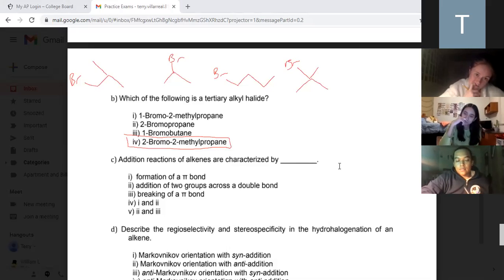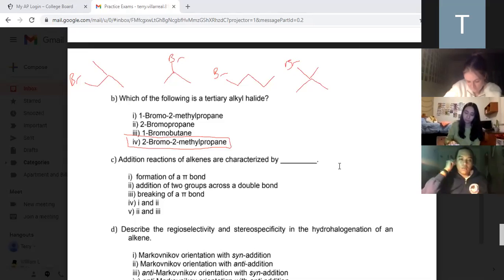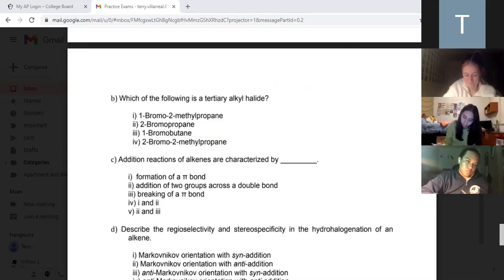I'm doing good. Okay. C, addition reactions of alkenes are characterized by blank: formation of a pi bond, addition of two groups across a double bond, breaking of a pi bond, 1 and 2, or 2 and 3. I'm gonna go with the last option. Okay, you're going to say 2 and 3. That's correct. When we do an addition reaction, we are adding across a double bond, and in that process, we break the pi bond. So that should be 2 and 3.